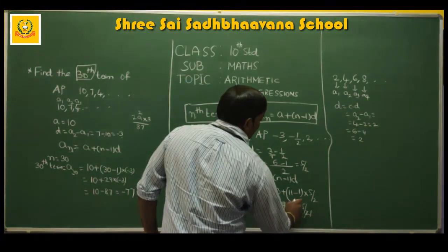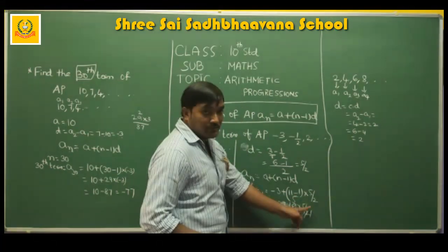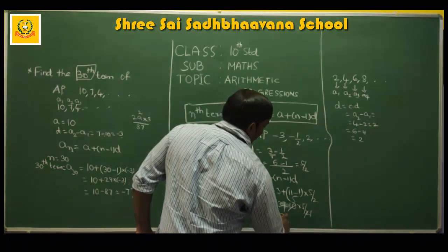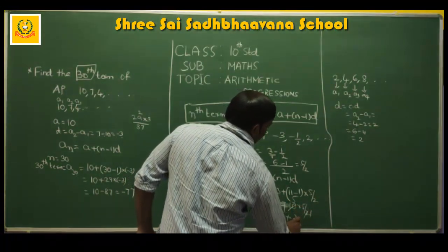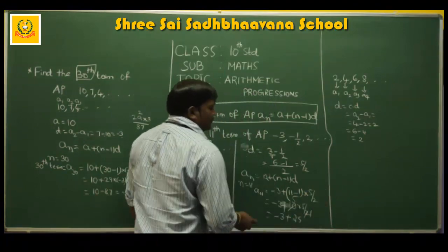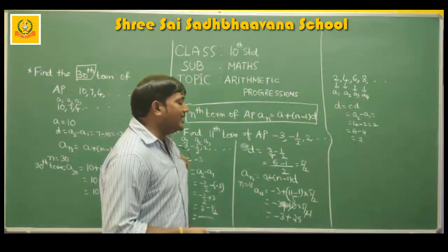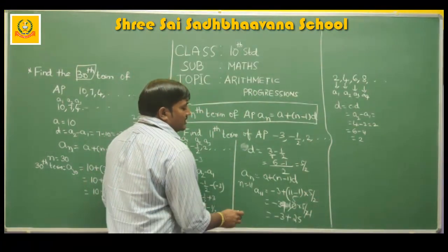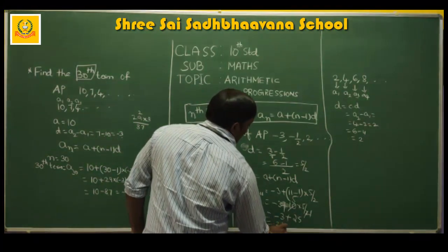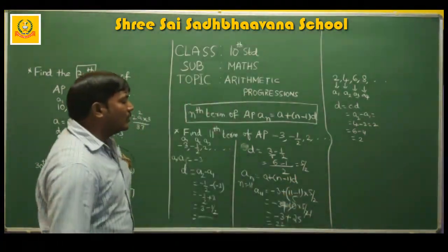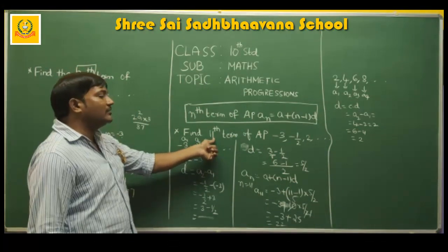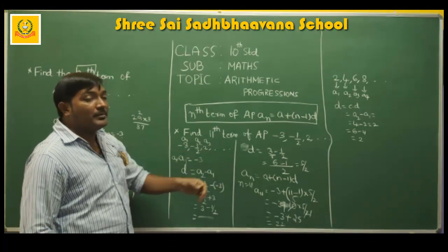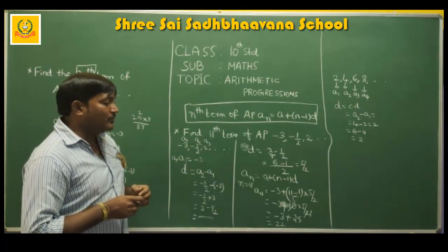2 ones are 2, 5 twos are 10. Correct? 2 ones are 2, 5s are. So we'll be left with minus 3 plus 5 5s are 25. Okay? So minus 3 plus 25, which is 25 minus 3, 22. So what is the 11th term of this AP? 11th term of AP is 22.